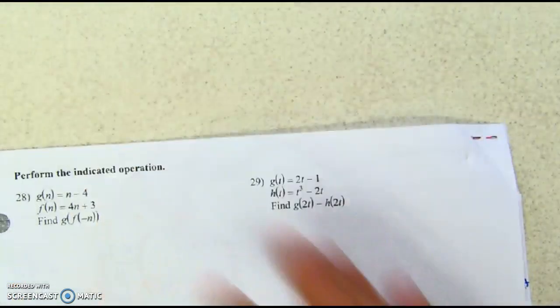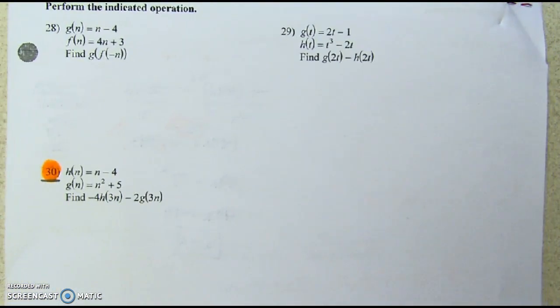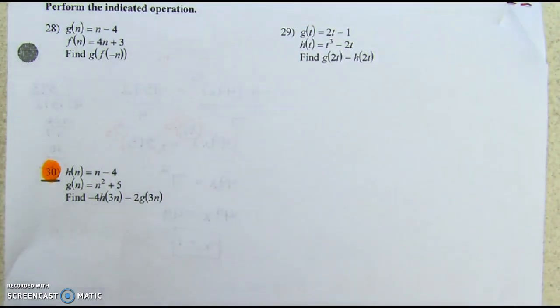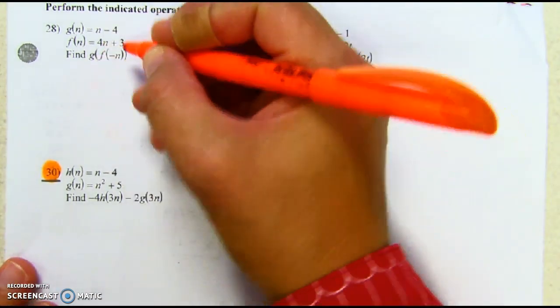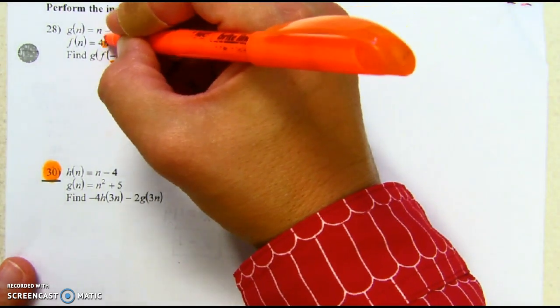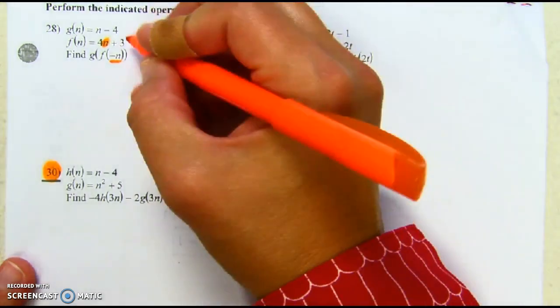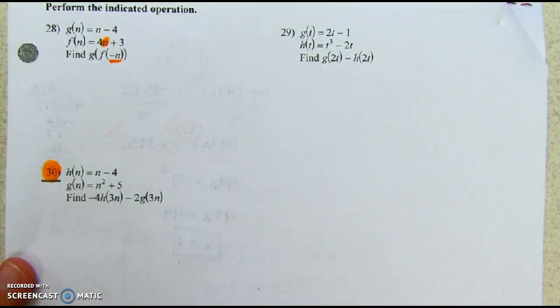All right, let's go to function operations. Function operations, and it looked like 30 was the most complicated, but I can talk about 28 if you want. All right, so to do this, you always evaluate from the inside out. So on 28, you take negative n and plug it into f here, and then you take that answer and plug it into the n for the g function.